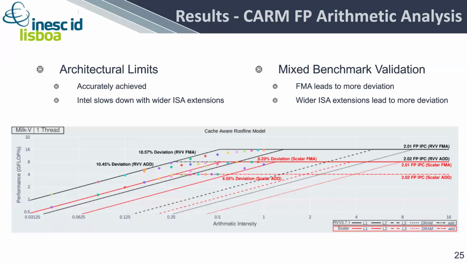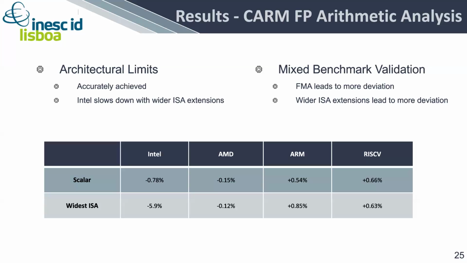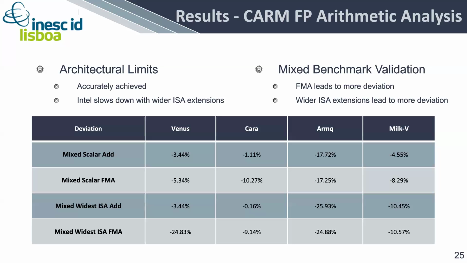Then finally on Milk 5, we can again obtain the 2 instructions per cycle on the floating point side, but then we get also some smaller deviation from the mixed benchmark compared to ARMQ, with at most 10% deviation when using RVV. So basically the floating point limits were generally easier to achieve in all architectures, as you can see from this table that sums up the deviations. However, the mixed benchmarks show that by stressing the memory and computation at the same time, pipeline conflicts can lead to some slowdowns, particularly when more complex floating point operations such as the fused multiply add are used.